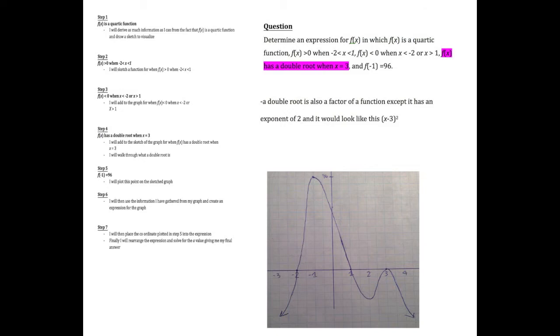This will create what is called a bounce, meaning that when the function approaches the x-axis, it just touches the x-axis, doesn't cross straight through, and it'll bounce back down. So as I mentioned before, this factor would be written to the exponent 2, meaning that it bounces and doesn't cross through the x-axis.